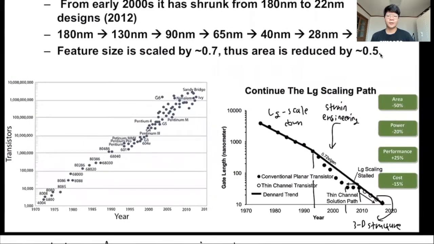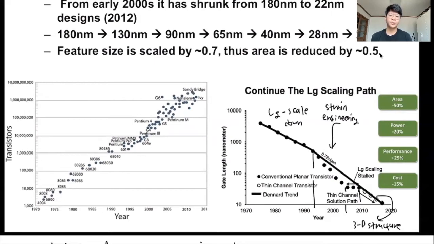And as late as the 1990s, we used to scale down the gate lengths. However, because of the short channel effect, we had a hard time scaling down.